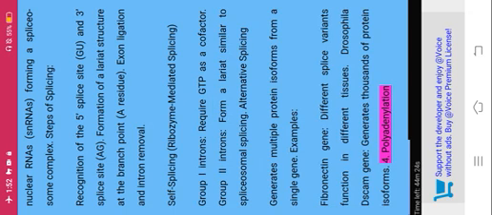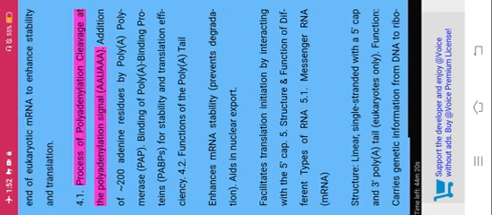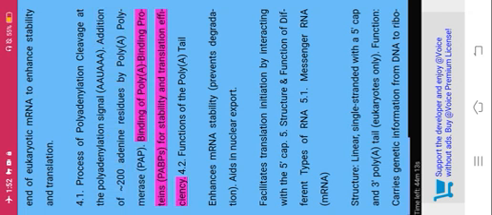4. Polyadenylation. Polyadenylation adds a poly A tail to the 3' end of eukaryotic mRNA to enhance stability and translation. 4.1. Process of polyadenylation: cleavage at the polyadenylation signal AAUAAA, addition of approximately 200 adenine residues by poly A polymerase (PAP), and binding of poly A binding proteins (PABPs) for stability and translation efficiency.